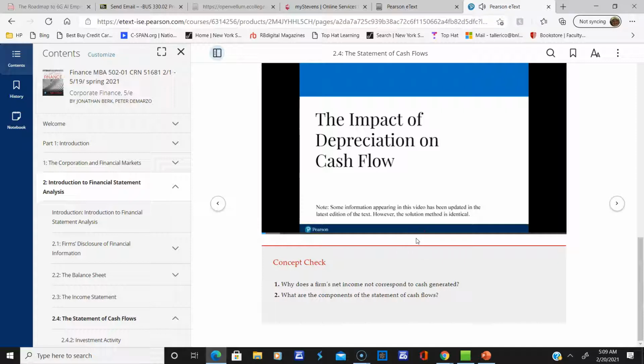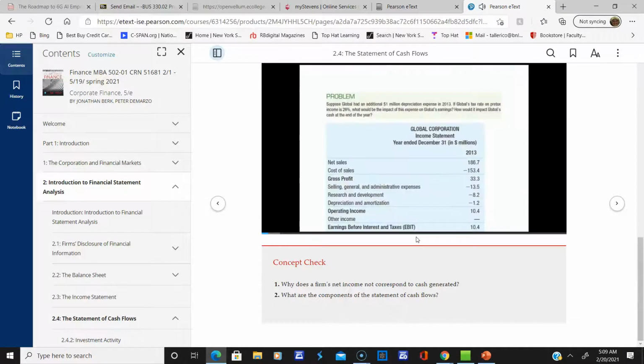The impact of depreciation on cash flow. In this problem, we're supposing that Global has an additional $1 million in depreciation expense in 2013. We're going to assume that the tax rate on pre-tax income is 26%, and we want to know how is this going to impact their earnings and how will it impact their cash at the end of the year.